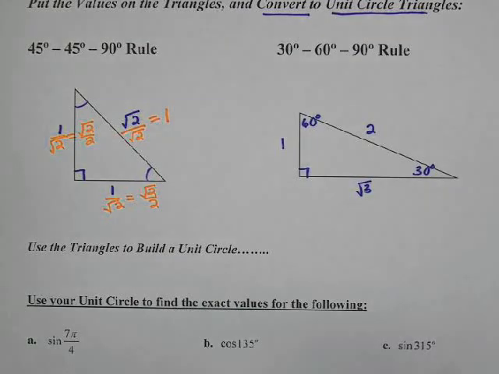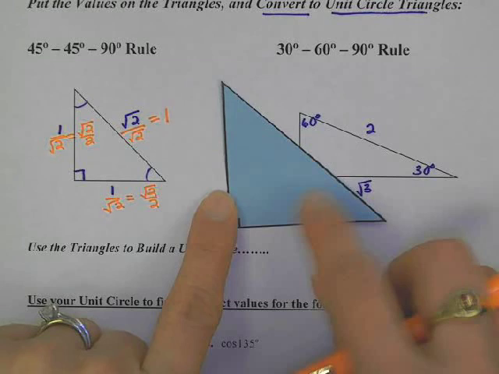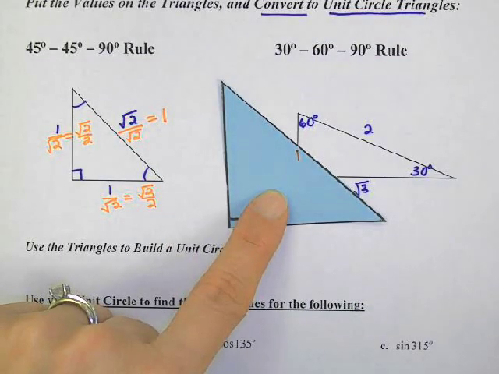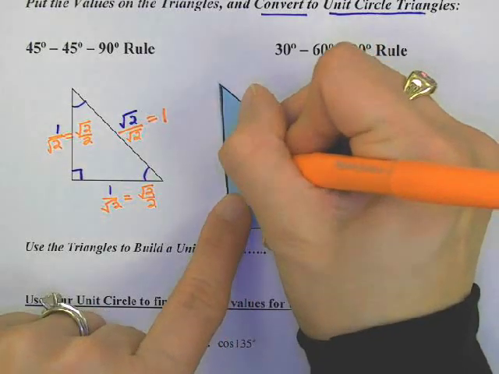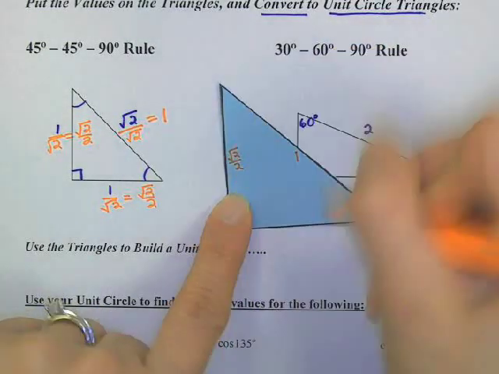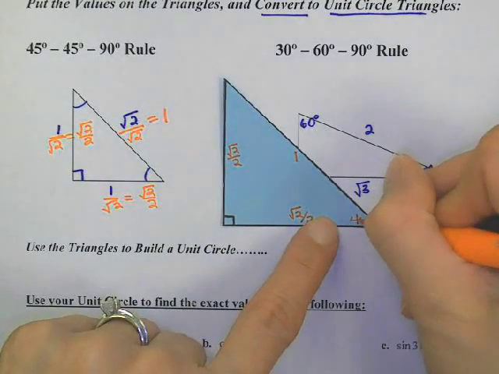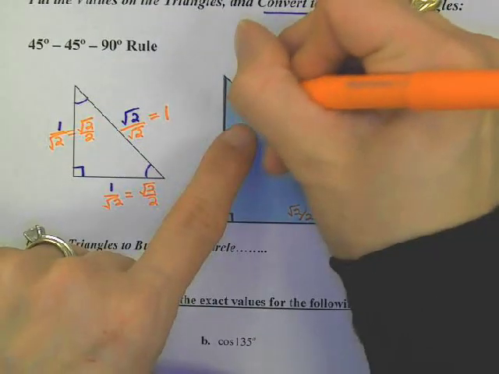So let's go ahead and take out our little blue triangle here, and we're going to write these numbers on our triangle. The hypotenuse is 1. One of the legs is radical 2 over 2, and the other leg is radical 2 over 2. And these angles are 45 degrees, or pi over 4s.